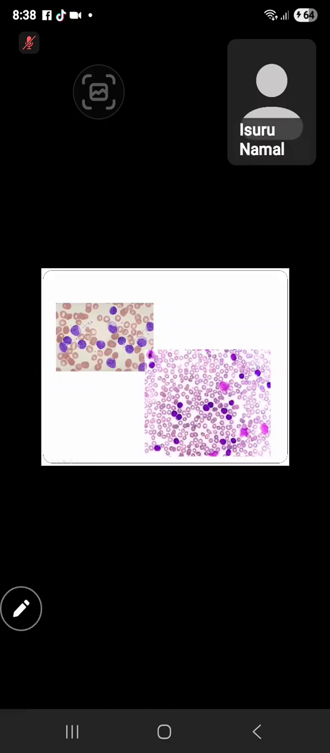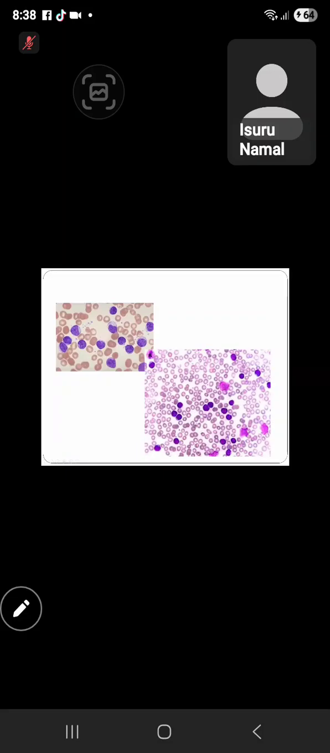These are broken. When we draw the blood smear, these lymphocytes will be broken due to the fragility, right? These lymphocytes are very fragile, especially in CLL cases. When you draw the blood smear, those lymphocytes will be smudged.